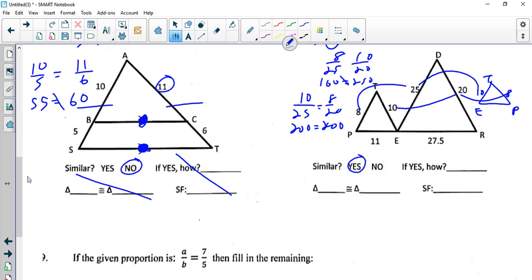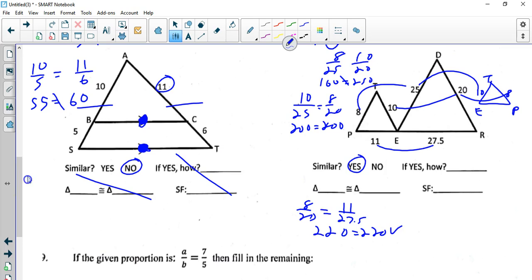And here's why order matters. Because they are proportional, okay? And how are they proportional? Well, we have two sides. We still need to test this one. So I'm going to come down here and do 8 to 20 and 11 over 27.5, which gives me 220 equals 220.